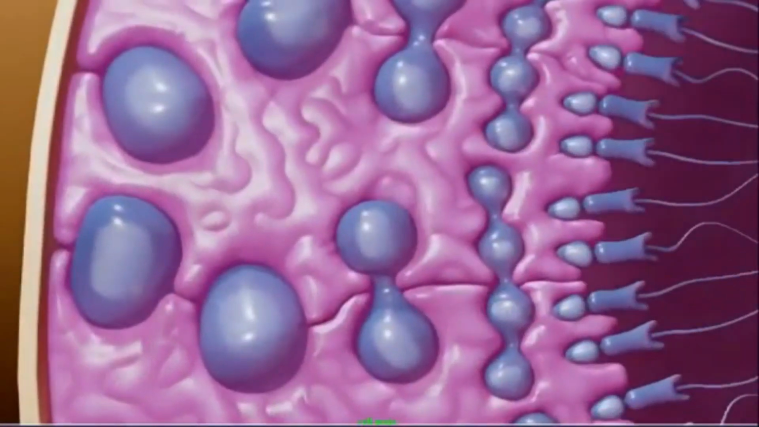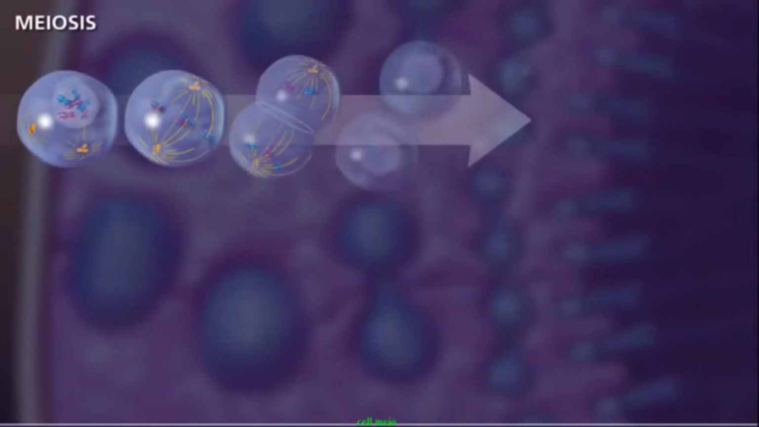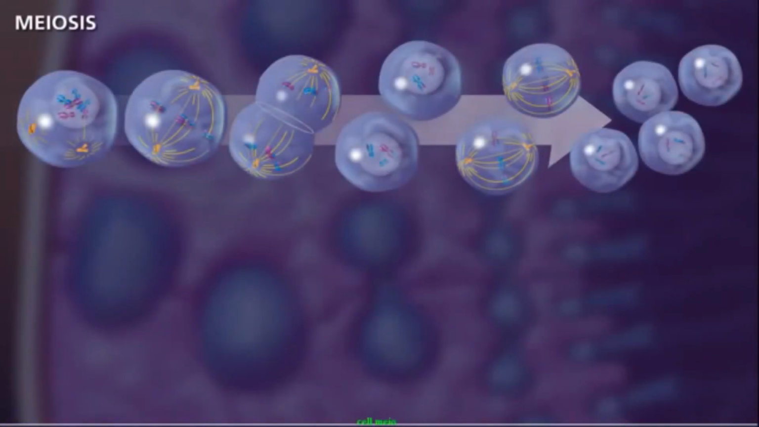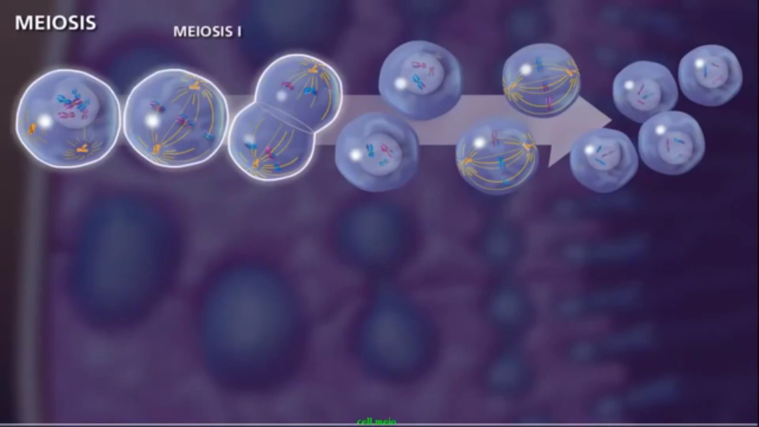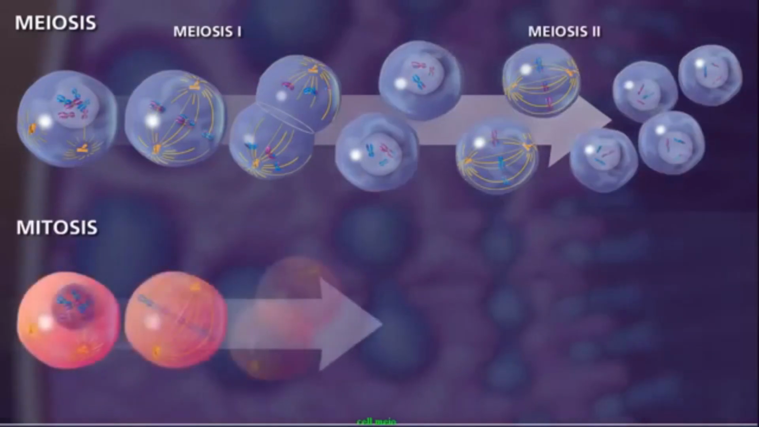Meiosis occurs in special cells called germ cells within the gonads of males and females. For the successful reduction in the number of chromosomes to occur in the new haploid daughter cells, 2 rounds of divisions are necessary. These divisions are termed meiosis I and meiosis II.